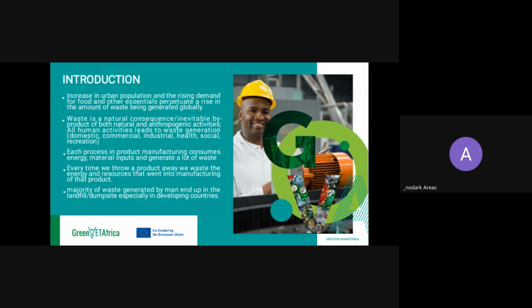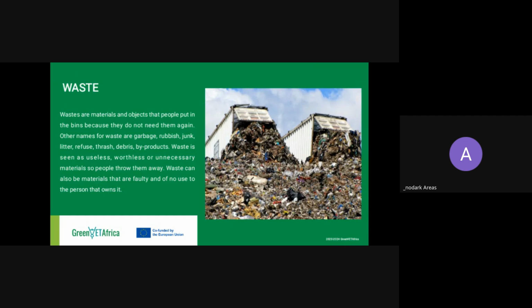So let's quickly move on. Now, waste. Waste is materials and objects that people put in bins because they do not need them again. This is the simplest form of explaining what waste is. Basically, you discard something because you do not have any use for it anymore. It doesn't matter what that thing is. It can be anything. Anything that you discard because you don't have use for it anymore is regarded as waste.